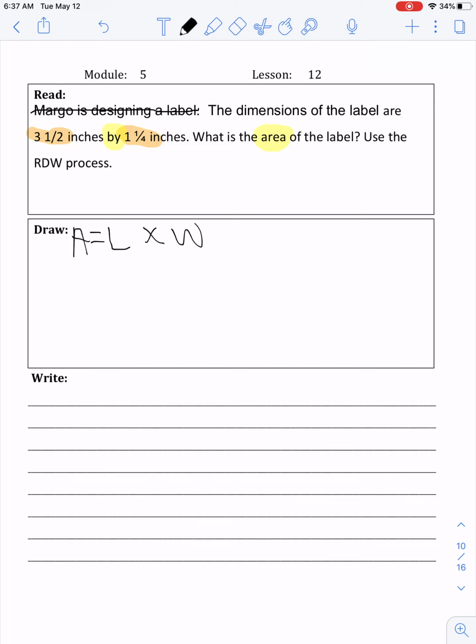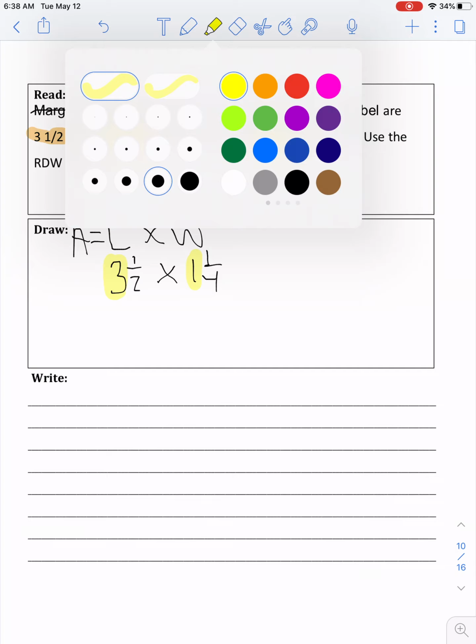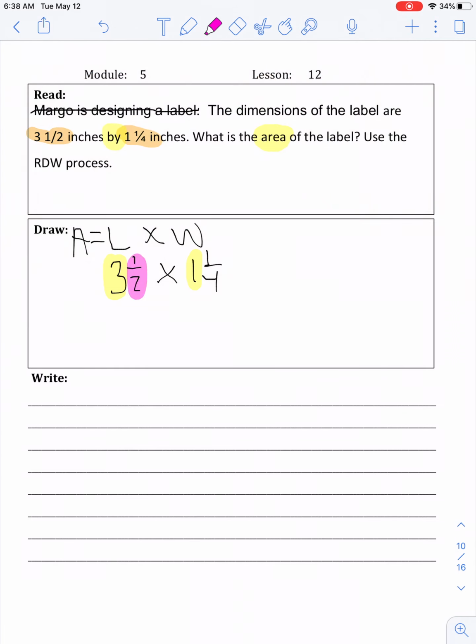And so we're going to draw and do the math. So we have 3 1/2 times 1 1/4. When we draw these, we're going to have multiple parts that we're going to need to add together. Because we separate, we're going to separate the wholes from the fractions, right? So here we go.